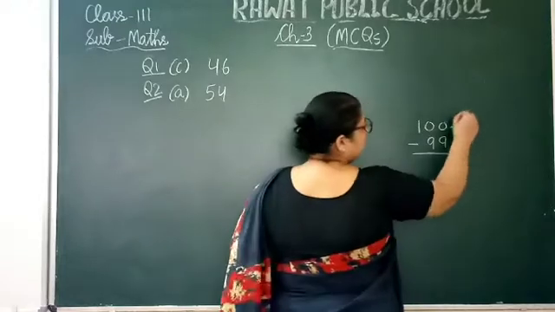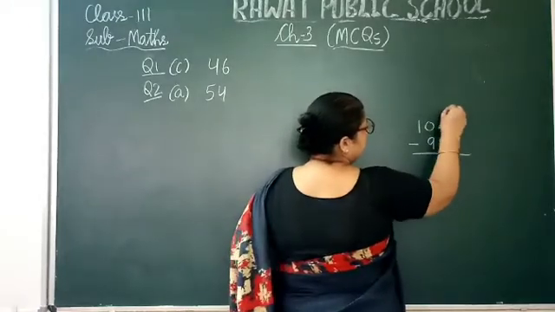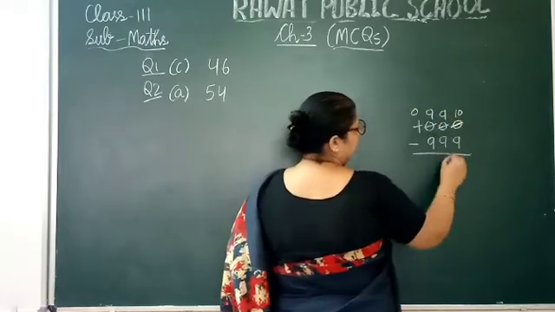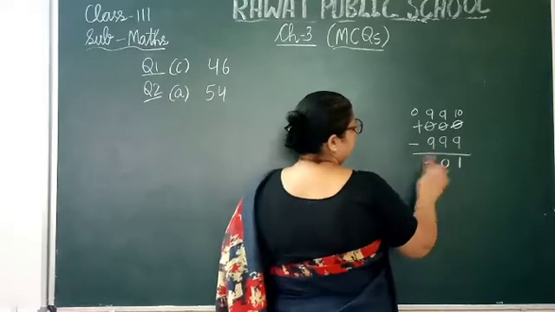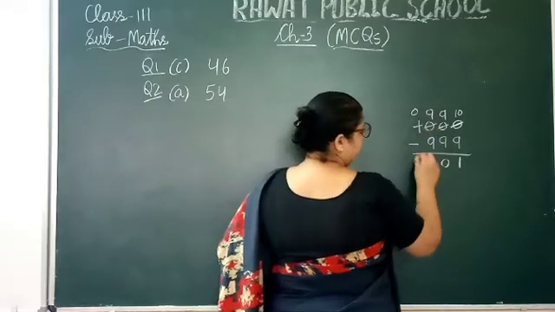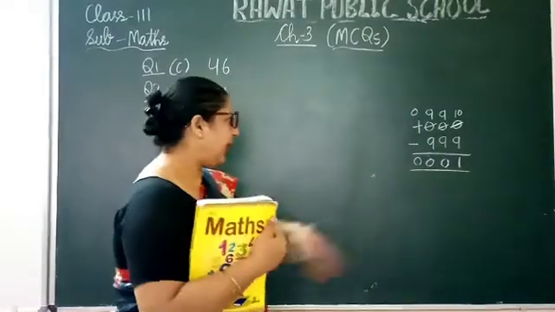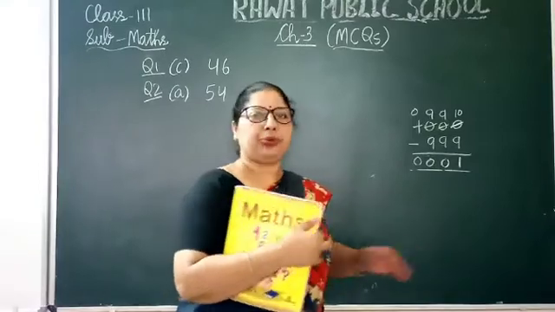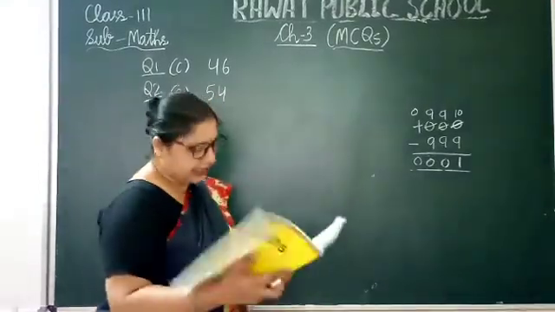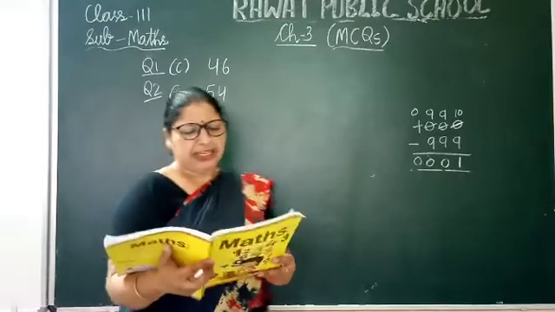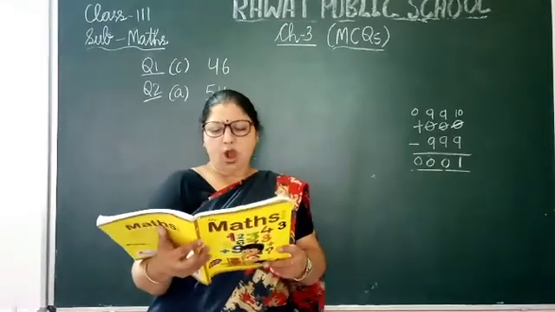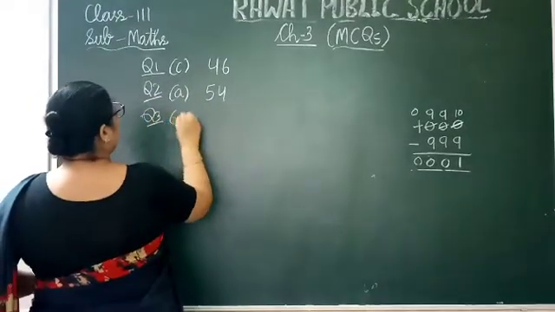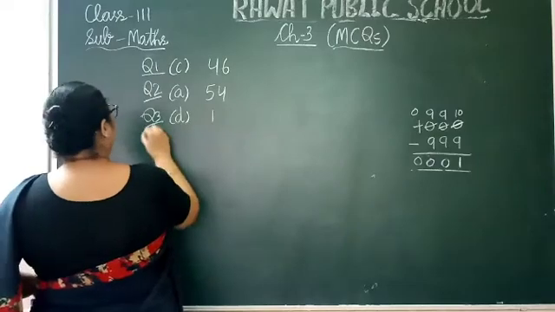So we subtract. This is 10, this is 9, this is 9 and this is 9. 10 minus 9, 1; 9 minus 9, 0; 9 minus 9, 0 and 0 is 0. The answer is 1, because a 0 before any number has no value. So the answer is 1. Option number D, 1. Write down question number 3. Now question 4.